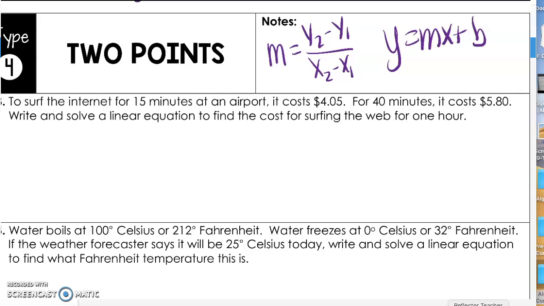All right, so we went through where they just gave you the slope and the y-intercept. Then we looked at standard form. That one was definitely different. And then we did a slope and an ordered pair, and now we have two ordered pairs.